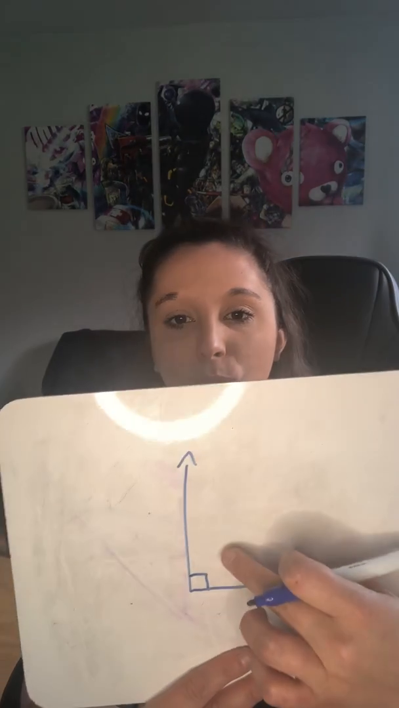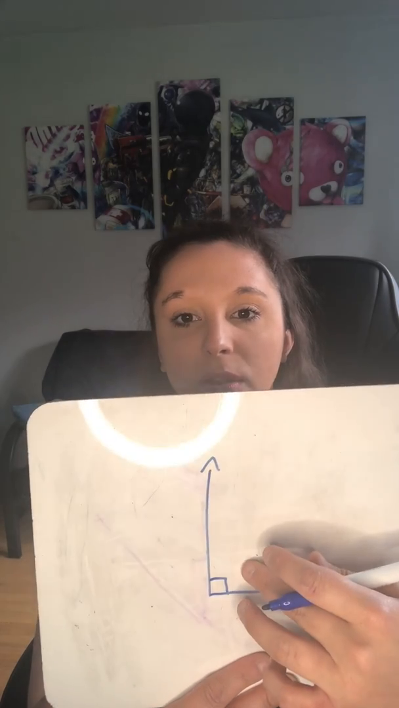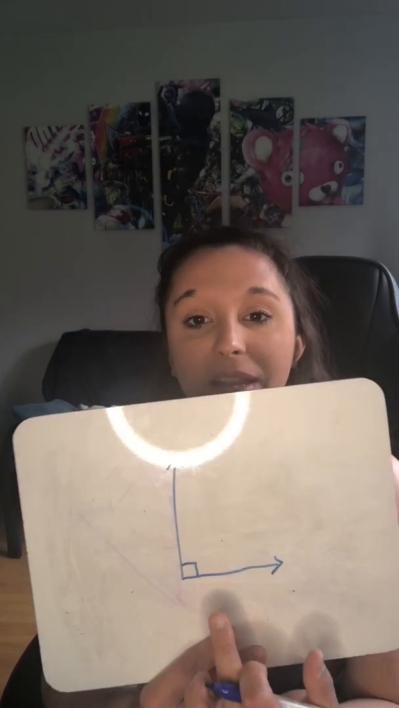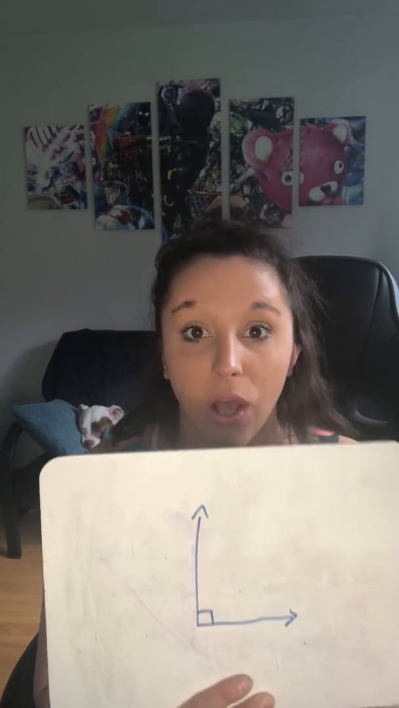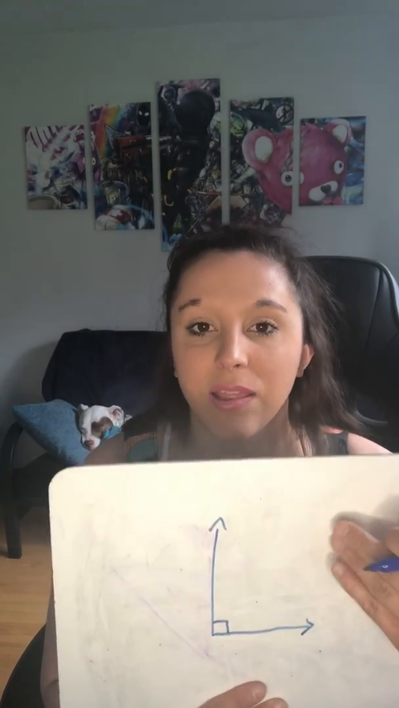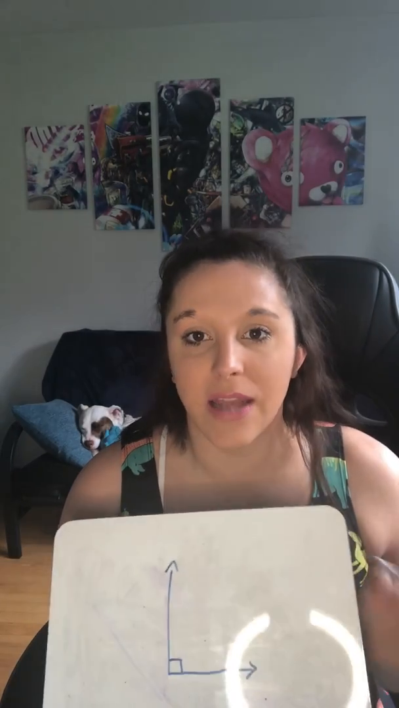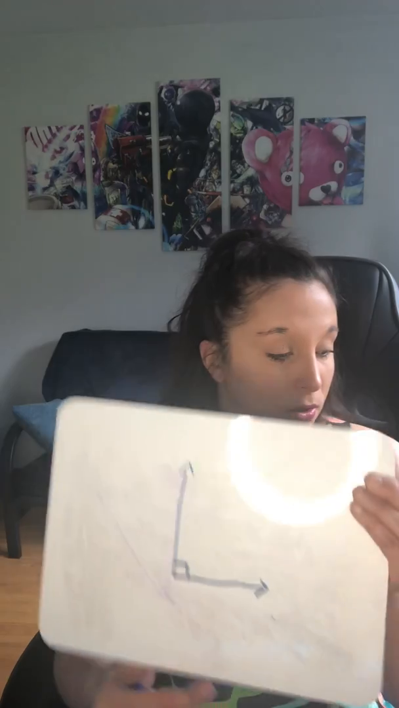So, when there is this right here, just like in our perpendicular line, this means it is a right angle. So, here we go again. This ties into your perpendicular. That means it is 90 degrees. 90 degrees is a right angle.